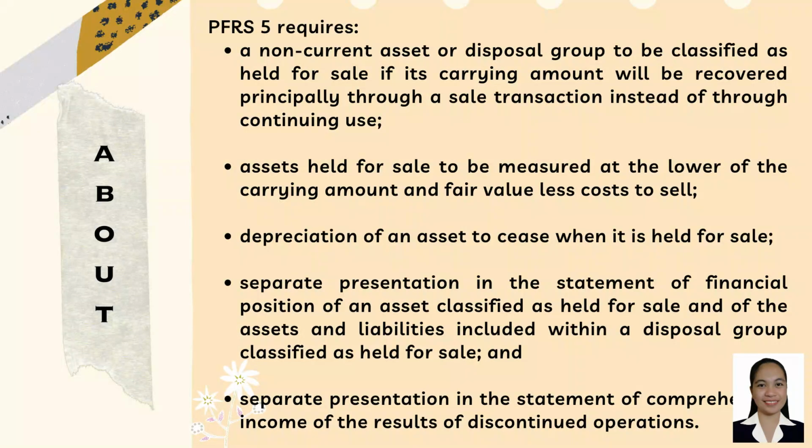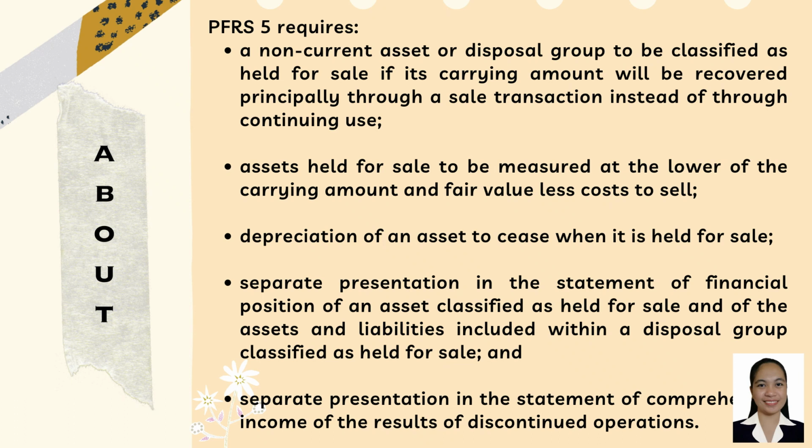So, for the next slide, what is about PFRS 5? It requires that a non-current asset or disposal group be classified as held for sale if its carrying amount will be recovered principally through a sale transaction instead of through continuing use. Another is that assets held for sale are to be measured at the lower of the carrying amount and the fair value less cost to sell.